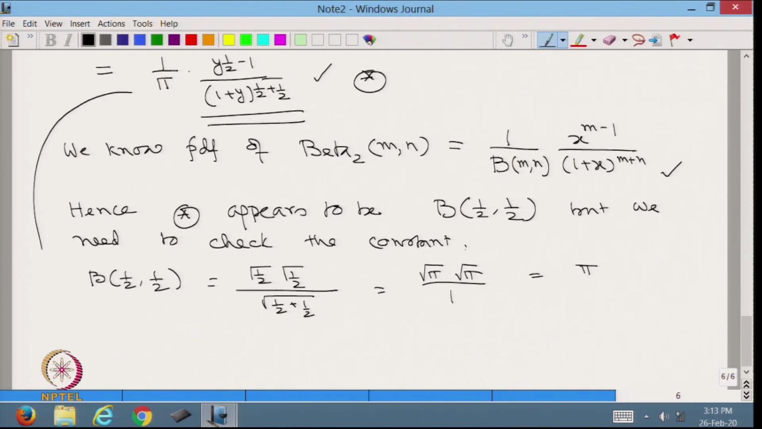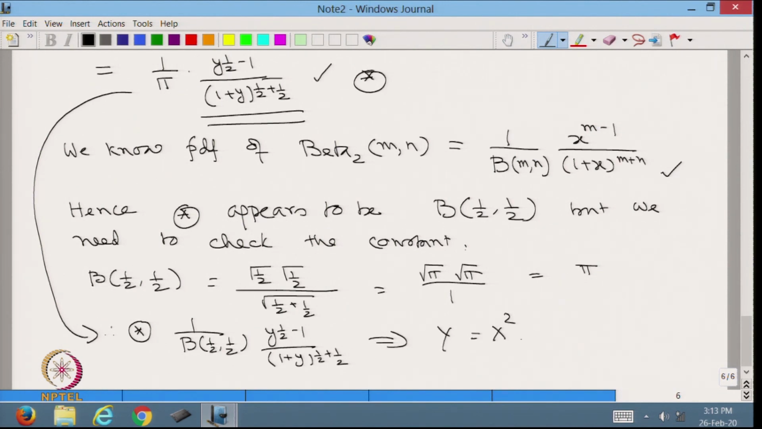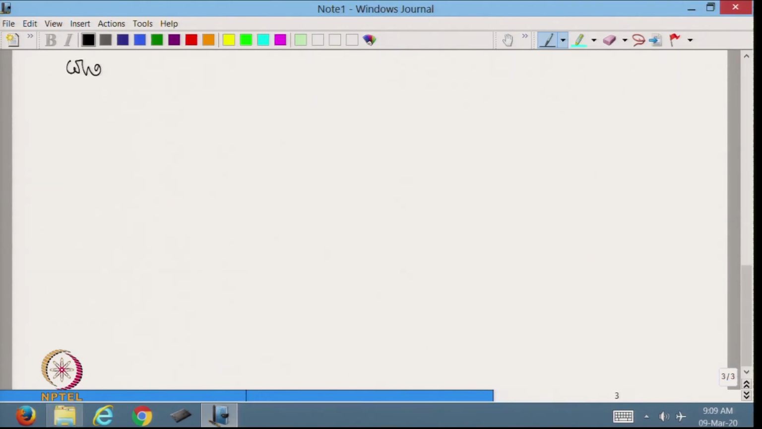Therefore, star is 1 upon beta half comma half y to the power half minus 1 upon 1 plus y whole to the power half plus half, which implies y is equal to x square is distributed as beta 2 with half comma half, when x is Cauchy with 1 and 0.